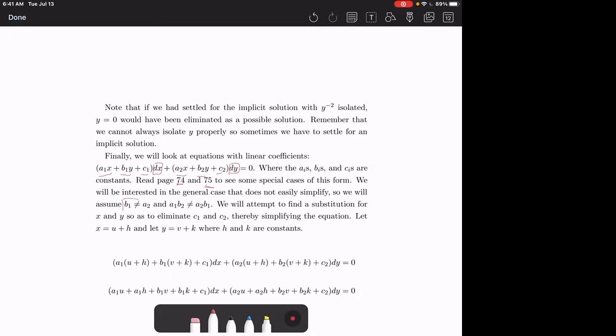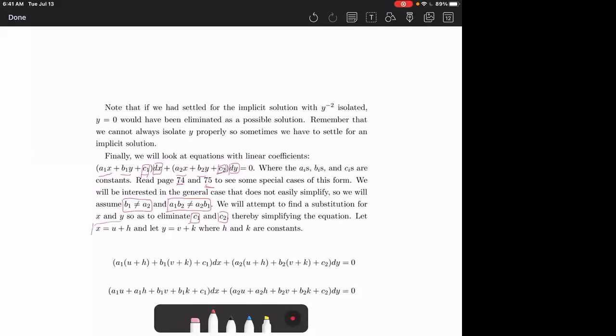So we're going to assume b1 is not equal to a2, and a1 times b2 is not equal to b1 times a2. These are simple cases that have different ways you can solve them, but we want to just avoid those so we can get the general solution here. We will attempt to find a substitution for x and y so as to eliminate c1 and c2. So we think there is something we can replace x and y with such that c1 and c2 are just going to cancel out.